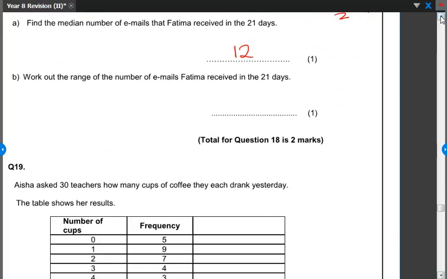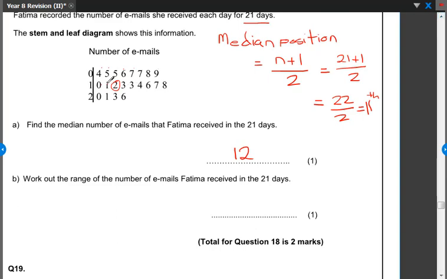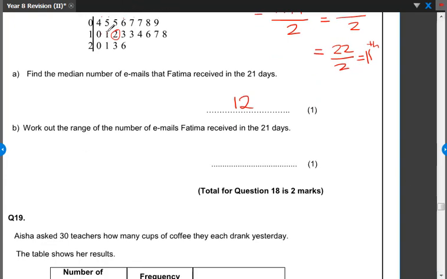In other words, there are the same amount of numbers before this as after it, okay? So 12. Work out the range. The range is easy. It's the largest minus the smallest, so it's 26 minus 0 and 4. So minus 4, which equals 22.